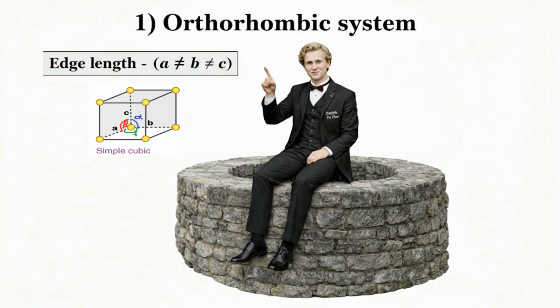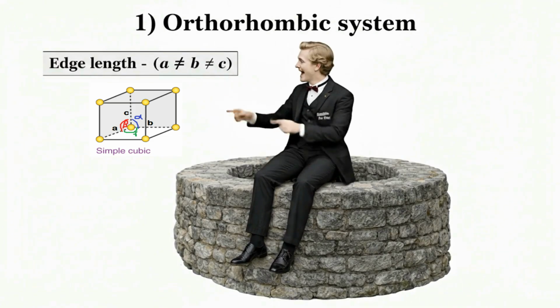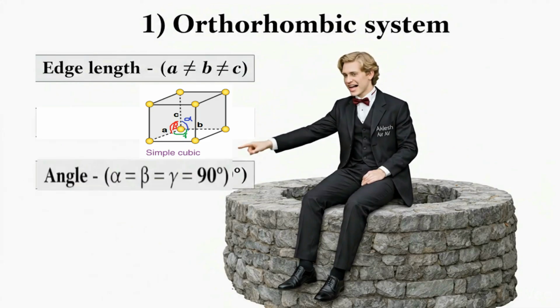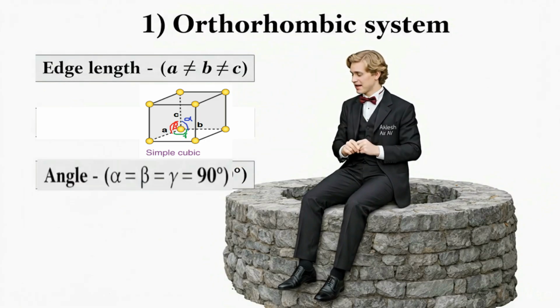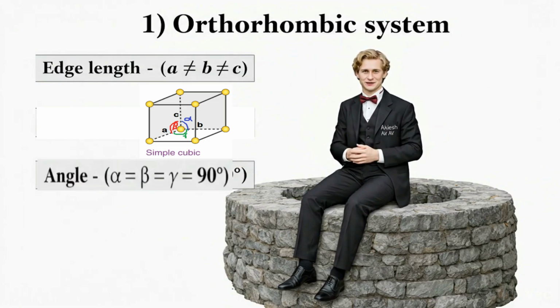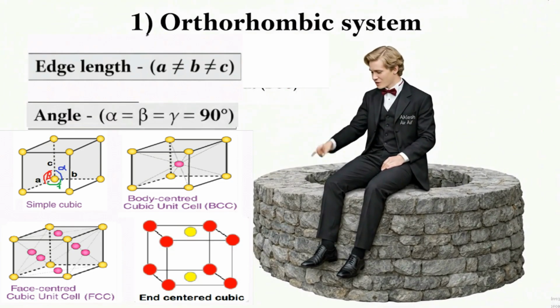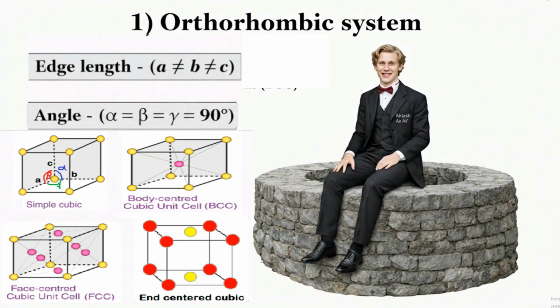In orthorhombic system, edge length a is not equal to b, and b is not equal to c. In orthorhombic system, angle alpha is equal to beta, and beta equal to gamma, and gamma equal to 90 degrees. Here, all angles are equal to 90 degrees. There are 4 types of orthorhombic crystal structure: simple, body-centered unit cell, face-centered unit cell, and end-centered unit cell.